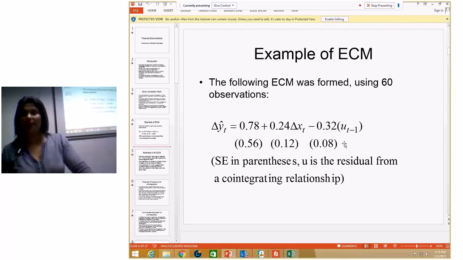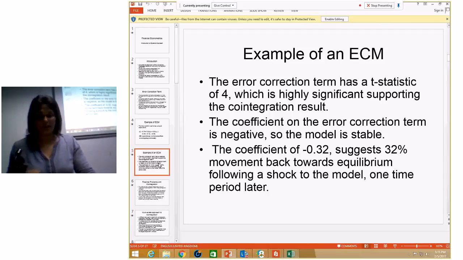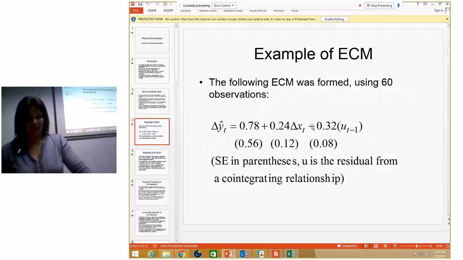This is the cointegration term, error correction 0.32. The coefficient 0.32 means 32% movement back towards equilibrium following a shock to the model. It is minus, or it is negative.